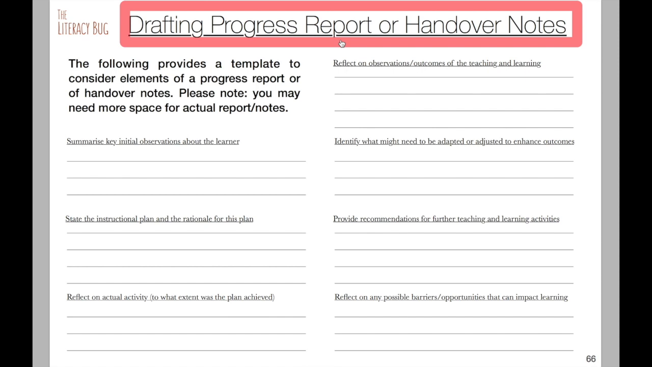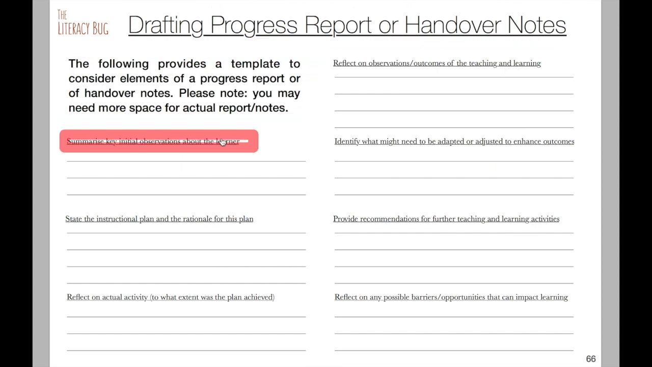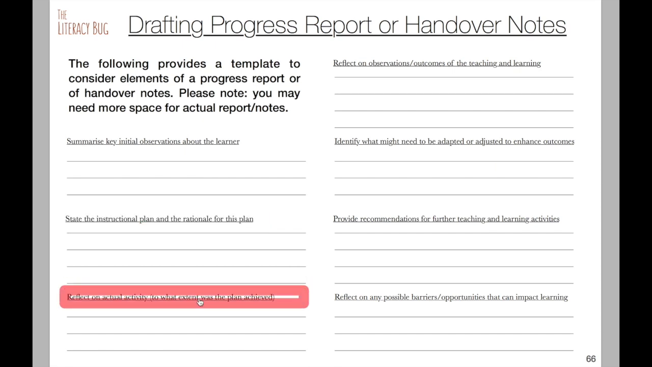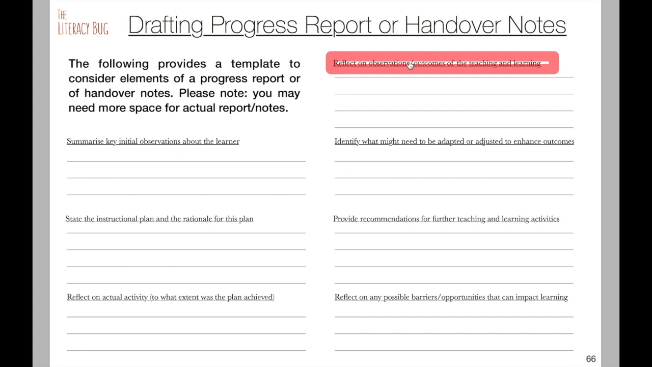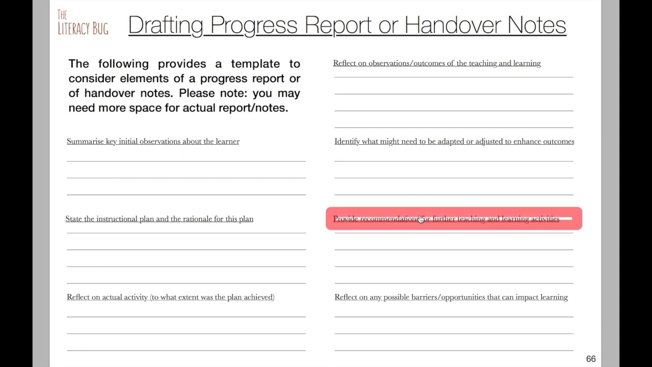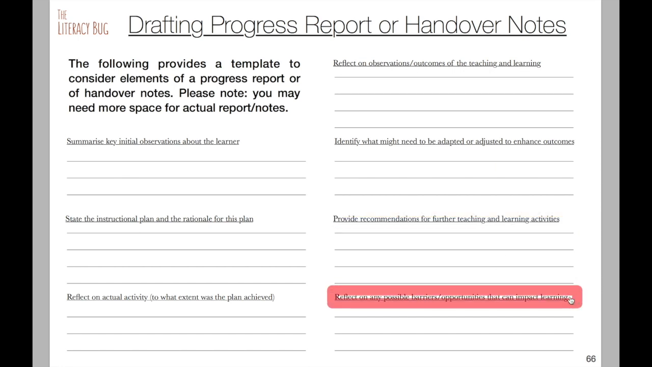And last but not least, some questions that would form a progress report or some handover notes, starting off with things like, what were my initial observations when focusing on the learner? What was the instructional plan based upon those observations? In actual practice, to what extent were we able to keep to that plan, or how did that plan change over time? What learnings occurred? What might need to be adapted or adjusted? What recommendations would I provide for future teaching and learning? And what are some barriers and opportunities to be mindful of?